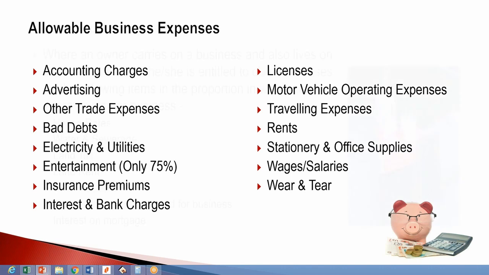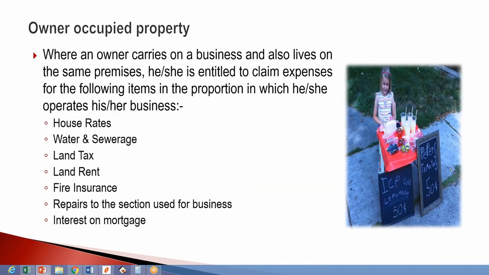What about owner-occupied property? Where an owner carries on a business and also lives in the same premises, you're entitled to claim expenses for the following items in the proportion in which he or she operates the business. So I am operating in my house as we speak. I live upstairs and my business is downstairs.